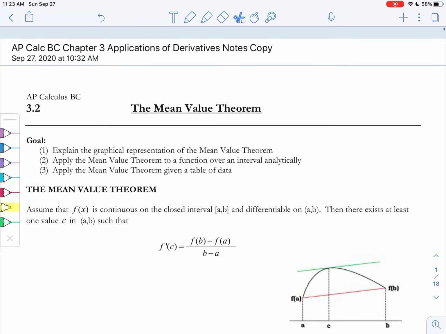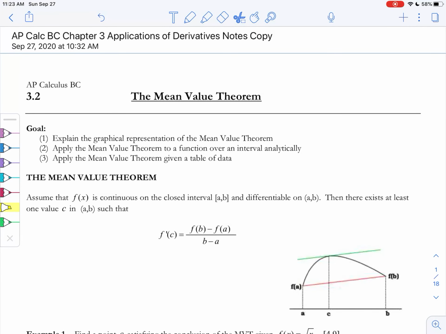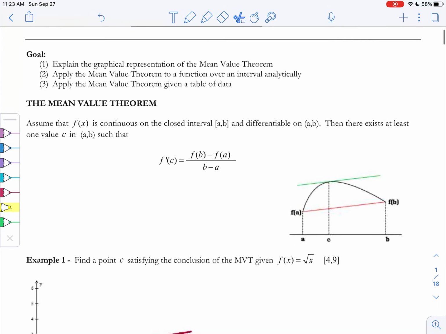Hi, we're on Chapter 3, Applications of Derivatives. We're on the first 2 pages of Chapter 3, with the mean value theorem and Rolle's theorem being section 3.2 in your textbook. So what we're going to first discuss is tying the graphical interpretation to the formula.